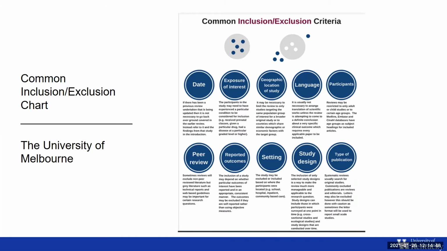These include things like date, peer-reviewed, reported outcomes, the setting, the location, the language, the study design, type of publication, and the type of participants. One thing about language is you do need to state that you're only going to be looking at English language titles, or that you try to get things translated. You need to put that in your protocol or your methods and your manuscript and explain why you did that.